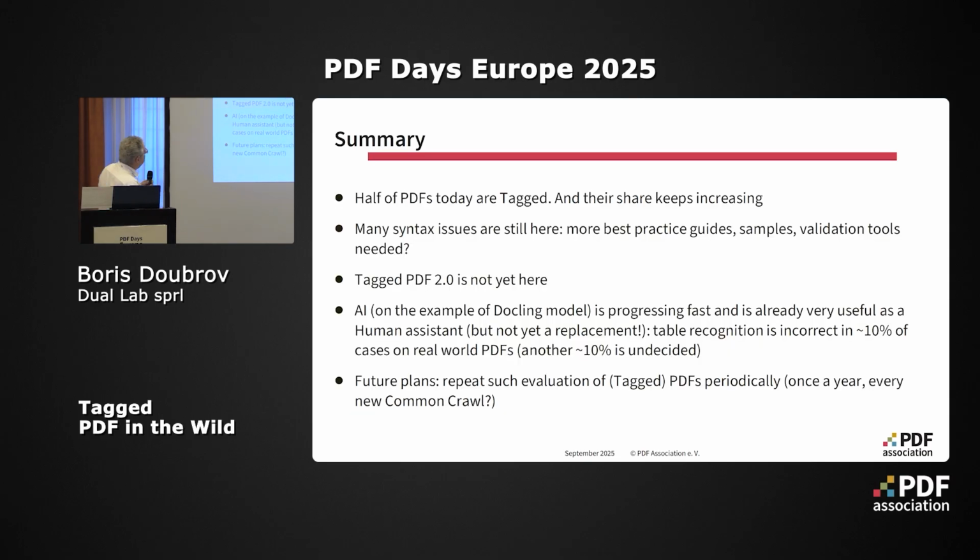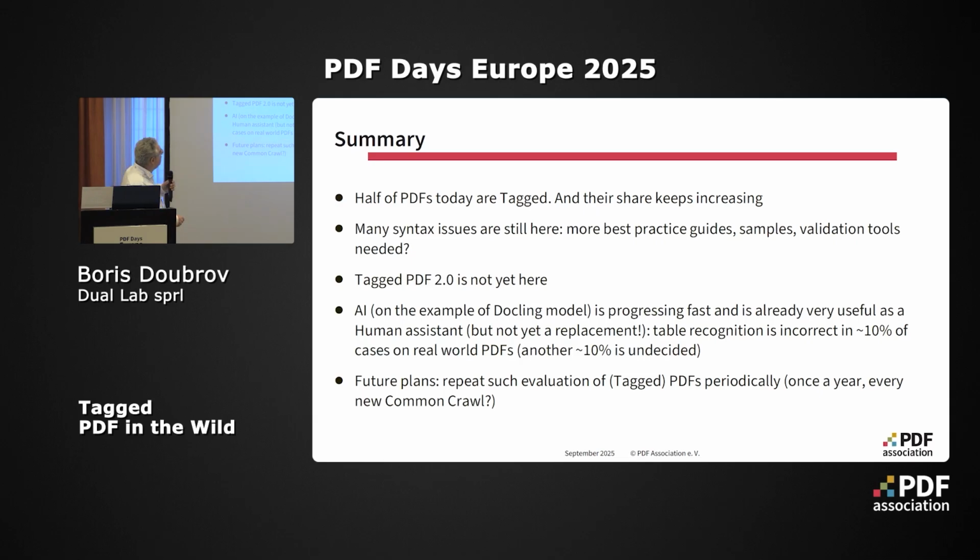Okay, so that's the last slide. I'll finish. Half of PDFs today are tagged. We still see that there are syntax issues, and we have to understand what to do with them. Maybe we have to improve specifications. Maybe we have to improve best practice guides. But certainly there is some work to be done here. Tagged PDF 2.0 is simply not yet here, so we still have time maybe to fine-tune some standards without the risk of breaking real-world files.